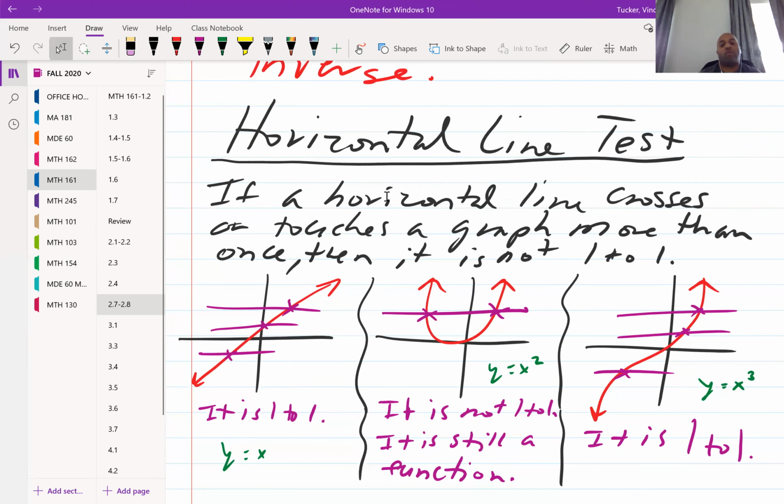Second one, we have a quadratic, a parabola. So this is not one-to-one. So don't forget, though, it is still a function. It's just not a one-to-one function. Still a function, not one-to-one, though. And so if it's not one-to-one, that means that the quadratic equation would not have an inverse.